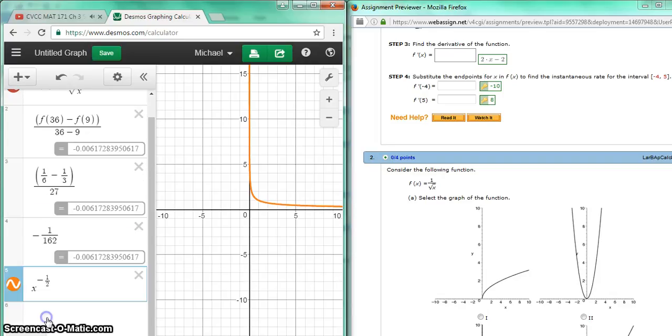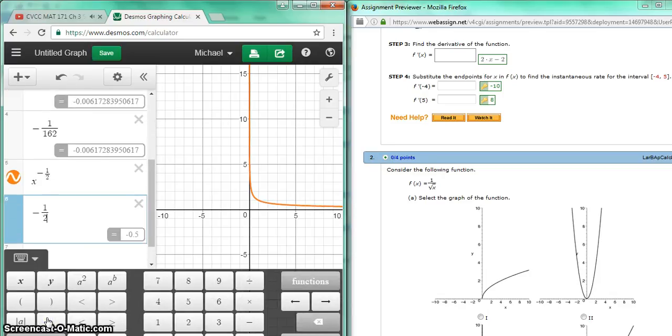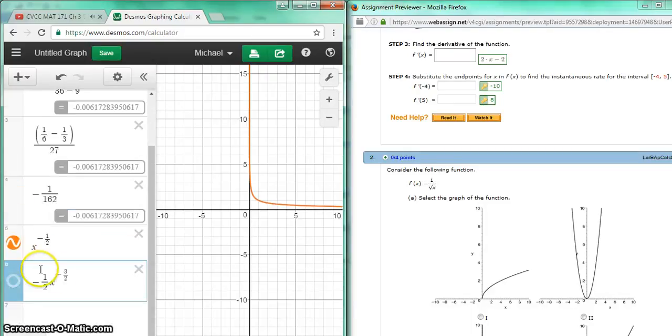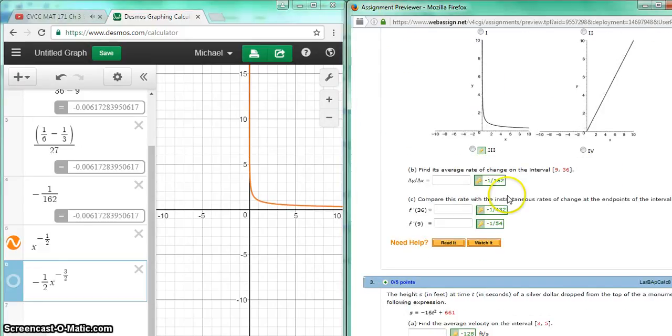And so the derivative is negative 1/2, and then we subtract 1 from the exponent. So negative 1/2 minus 1 should be negative 3/2. So this is our derivative right here. And now we're just plugging in 36 and we're plugging in 9 into this problem. So we plug in 36 over here, and then we plug in 9, and that's going to give us those values. So this one is finding a slope, and this one is finding a slope at a particular point.